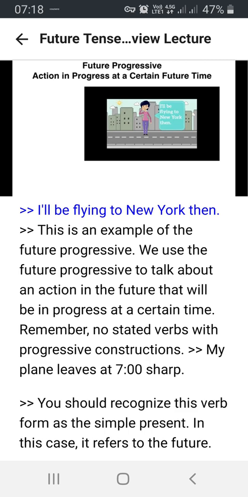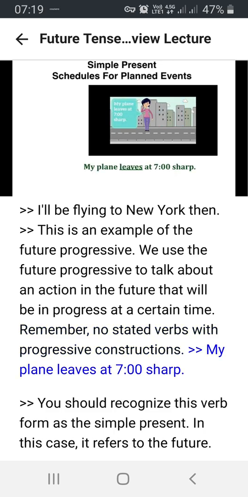I'll be flying to New York then. This is an example of the future progressive. We use the future progressive to talk about an action in the future that will be in progress at a certain time. Remember, no stative verbs with progressive constructions.